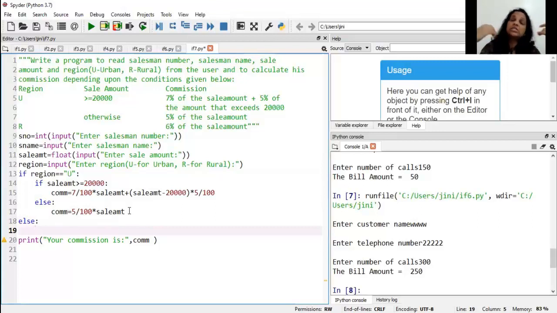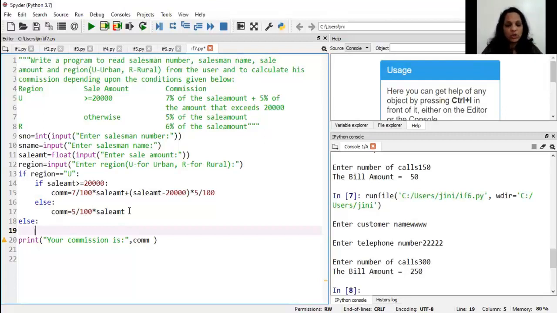Okay, and I'm assuming that the user would have entered R, because he could enter either a U or a R. So I'm not going to check whether he really entered R. Later on, we'll see what to do if he doesn't, and how I tell him that he has not entered the correct region. That we'll learn a little later. So I'm assuming here that if not U, it's going to be R.